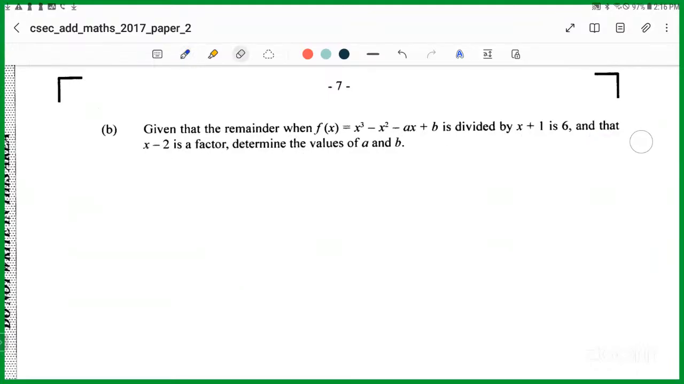It also says that x minus 2 is a factor. And there are two unknowns that they want us to determine, A and B. Generally speaking, if you have two unknowns, you need two equations to solve simultaneously to find those two unknowns. That's why they're giving us those two pieces of information. First one is that the remainder is 6 when divided by x plus 1. So we have to use the remainder theorem.